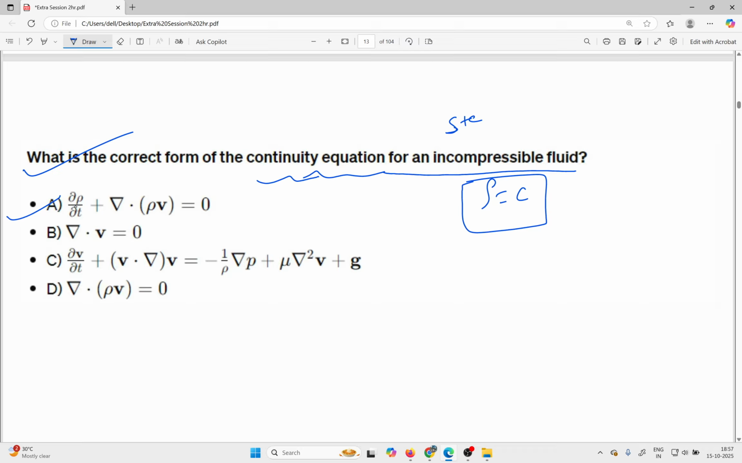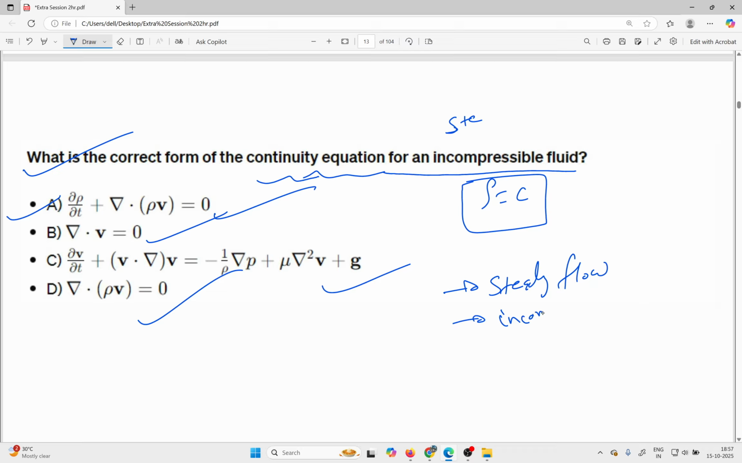So whether option A, del rho by del t plus del operator dot rho V. Option B, you can read. And option C. So which option will be correct? Yes, if the condition here is only incompressible flow, then your option A will be correct.